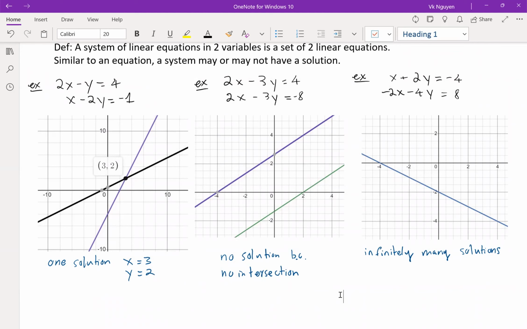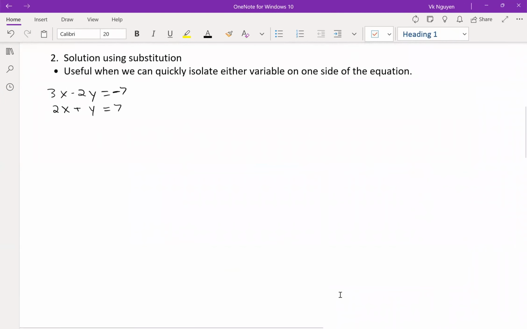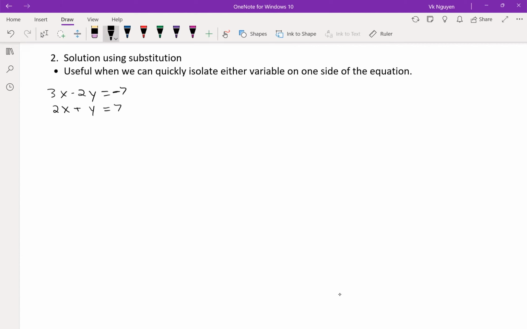Let's take a look at how we can solve a system of linear equations using algebra. One method is that we can get the solution using substitution. This method is very useful when we can quickly isolate either variable on one side of the equation, with no fraction in doing that. If we look at these two equations, in the second equation, definitely we can isolate y by adding -2x on both sides, so y is 7 minus 2x.